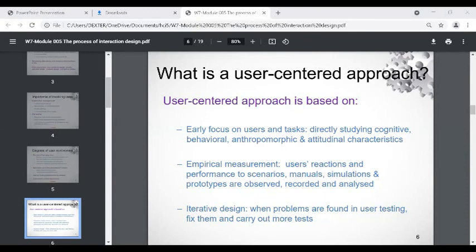Early focus on user tasks. So this principle can be expanded and clarified through the following five further principles. So again, first, user tasks and goals are the driving force behind the development. While technology will inform design options and choices, it is not the driving force.